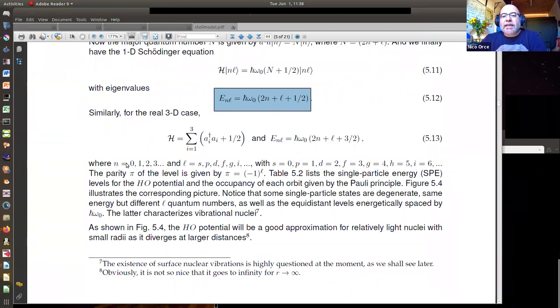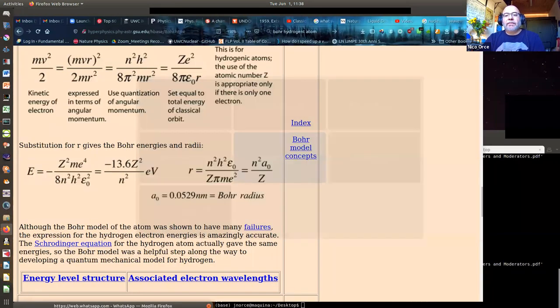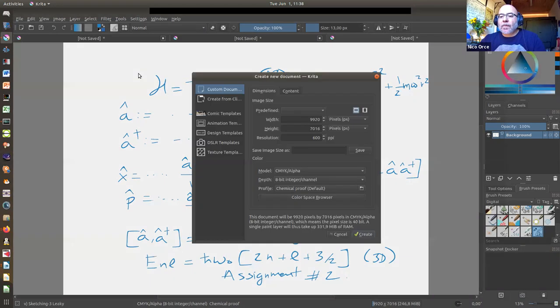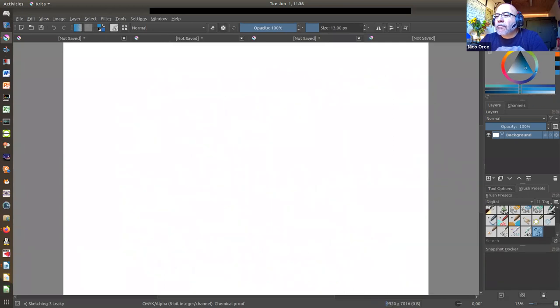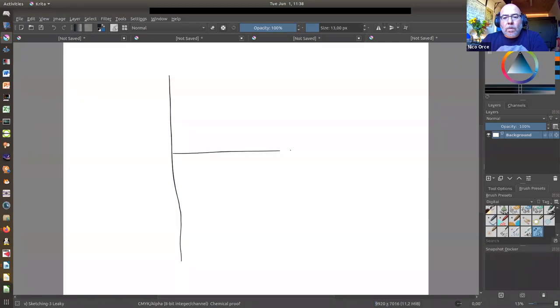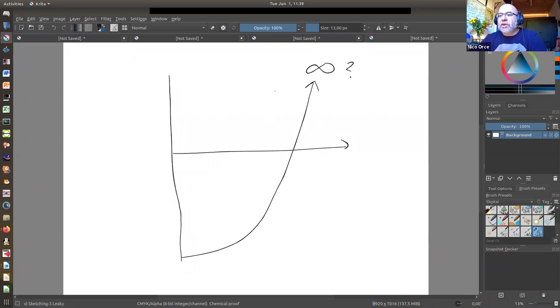And as you can see, n is equal to 0, 1, 2, 3. So let's use that formula that we have here and see what it's telling us. So we have a potential which looks like this. It goes to infinity, so this is not good. This is one of the weaknesses of the harmonic oscillator potential. So let's say 1/2 k x squared, or r squared in the 3D case. So now let's deduce from the energy.